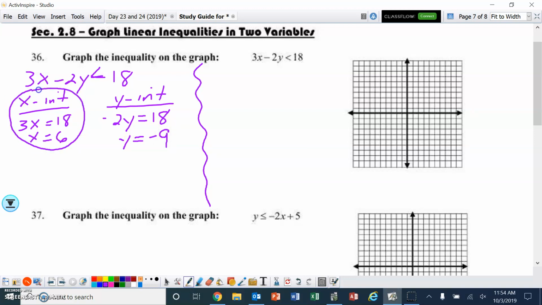So we can plot those two dots on our graph. So here we go. I'm going to plot the 6: 1, 2, 3, 4, 5, 6, and on the y-axis -9: 1, 2, 3, all the way down here to -9. Okay, there we go.